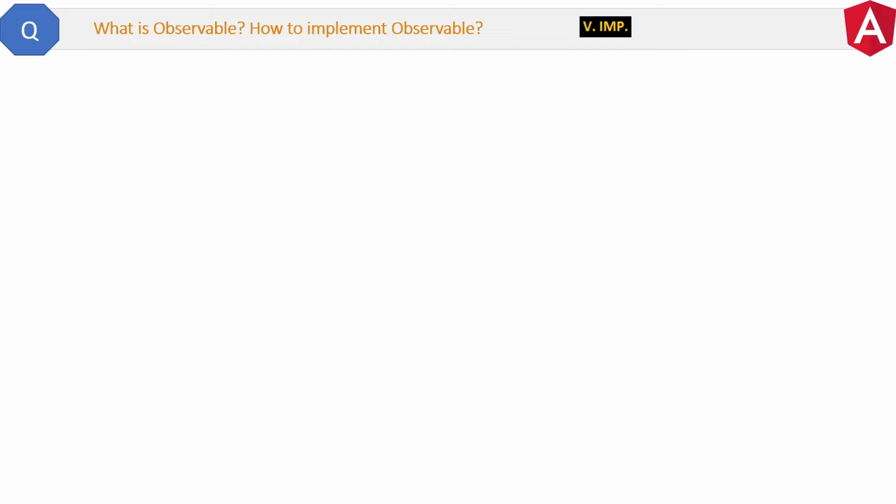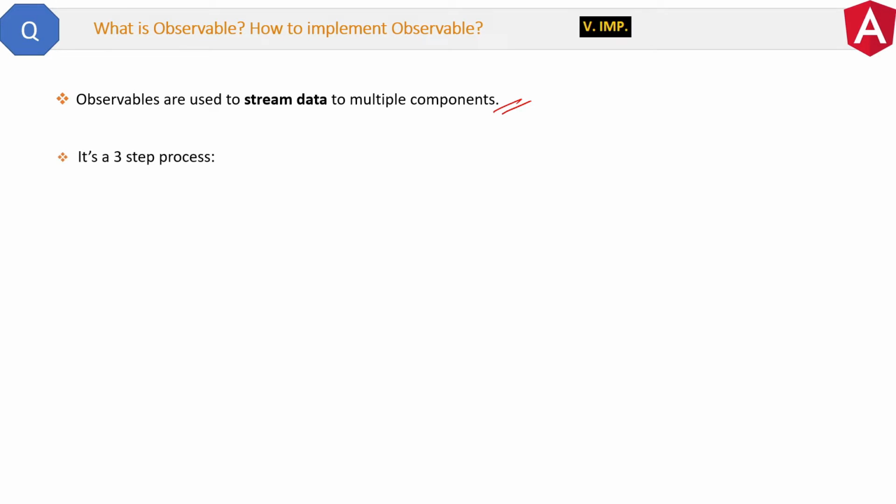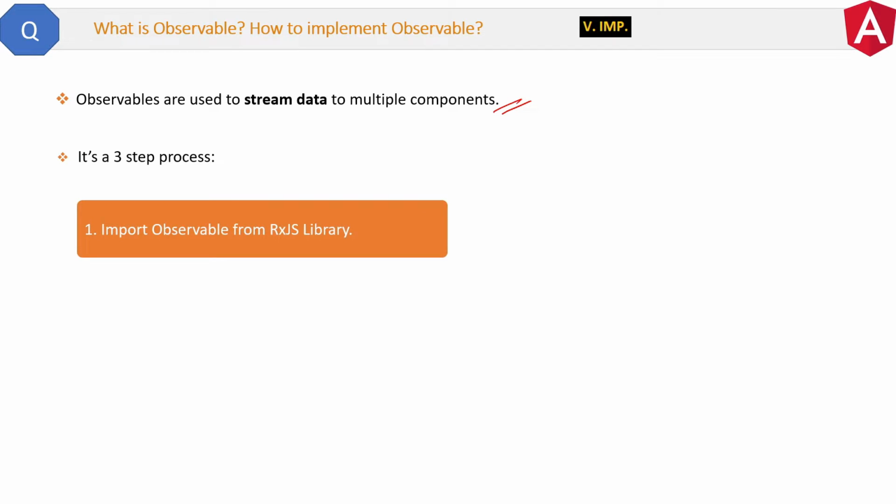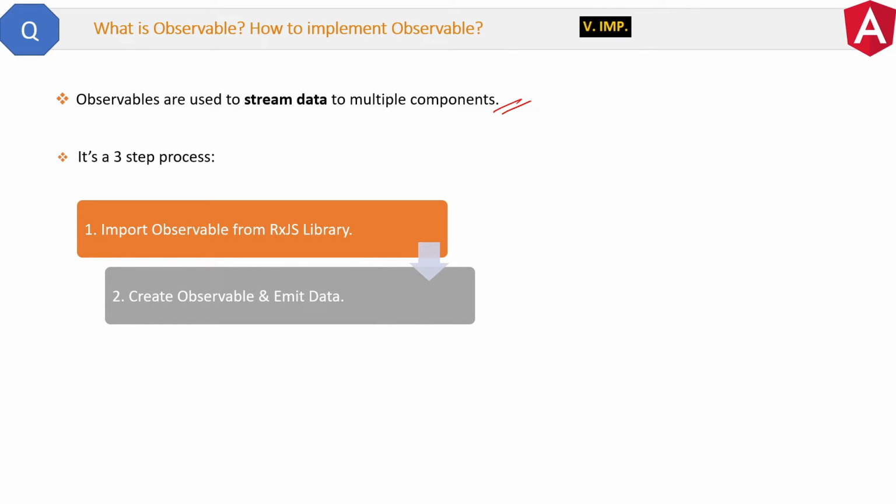Here is a practical question now. What is observable? How to implement observable? If you have seen my previous questions, then you easily understand that observables are used to stream data to multiple components in Angular. In other words, they emit multiple values over a period of time. Now the question is how to implement observable. It's a simple 3-step process. Import observable from the RxJS library, then create the observable and emit data, and the last step is to subscribe to the data in the component. Now let's go to the code and do some practical.